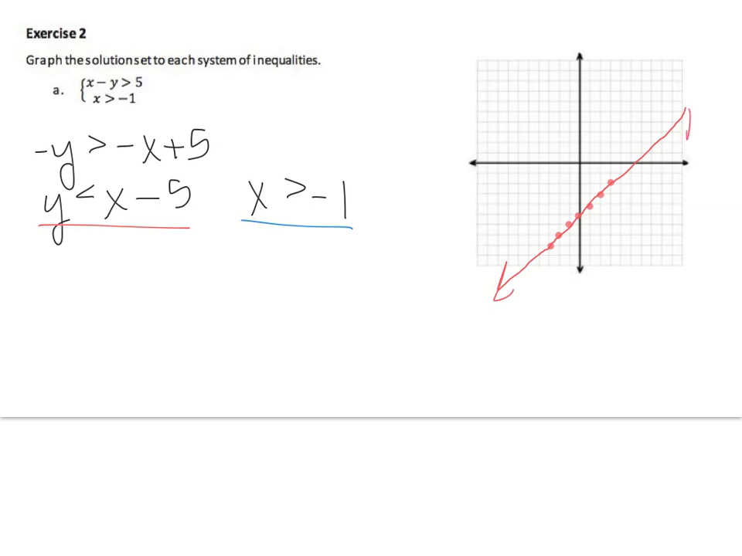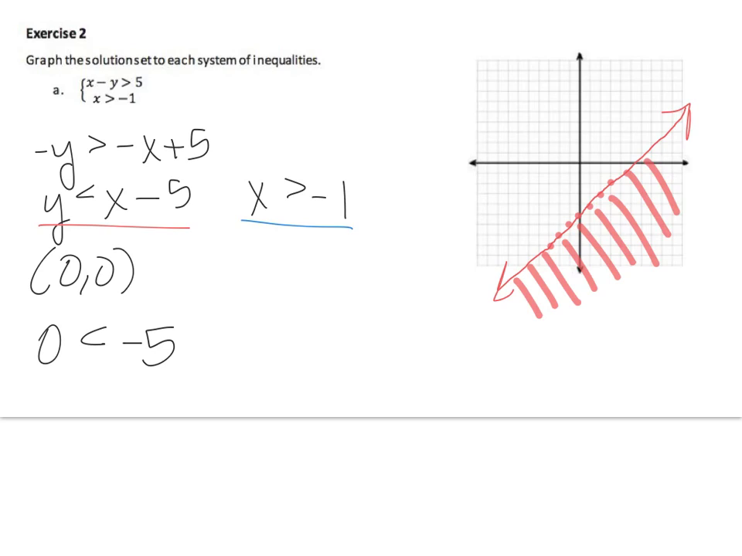That's not too bad. Do my test point of 0, 0. Try to make it a legible 0, 0. Is 0 less than -5? No, it is not. So we want to shade below that line where 0 is not part of the solution.